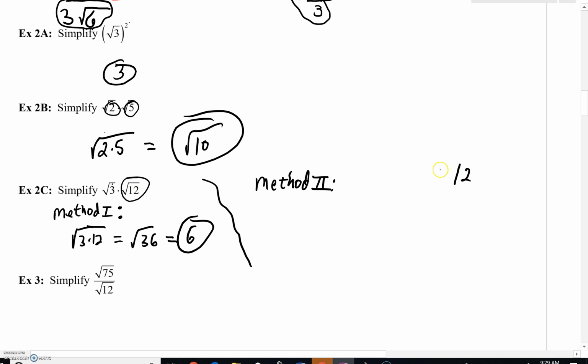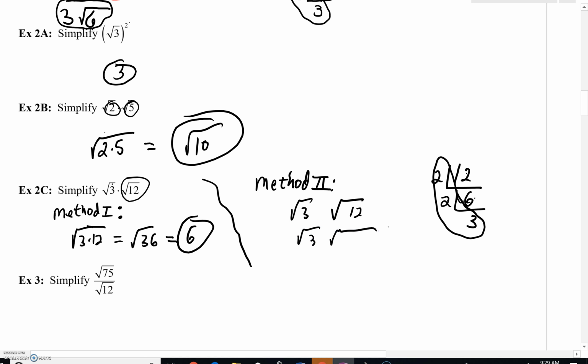The 12 is not prime, so I'm going to break it down. 12 divided by 2 is a 6. I can divide by 2 again. 6 divided by 2 is a 3. So this radical 12 right here, breaking it down, is 2 times 2 times 3.